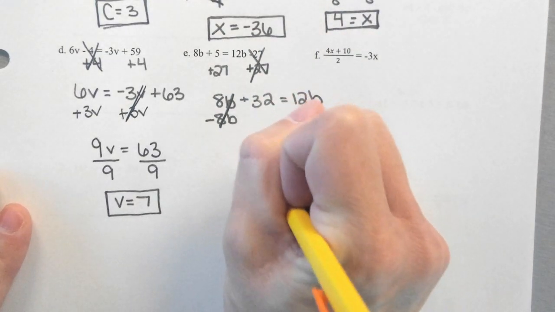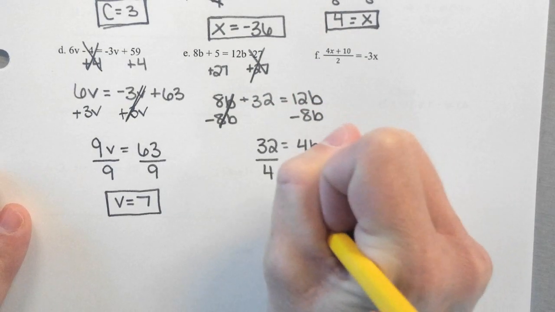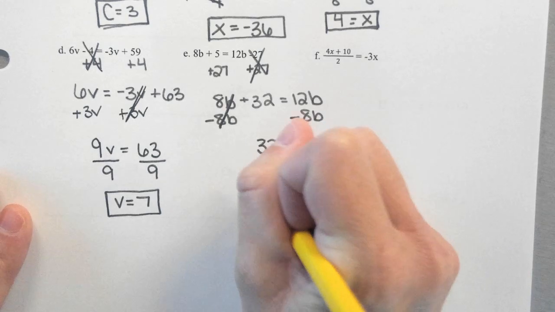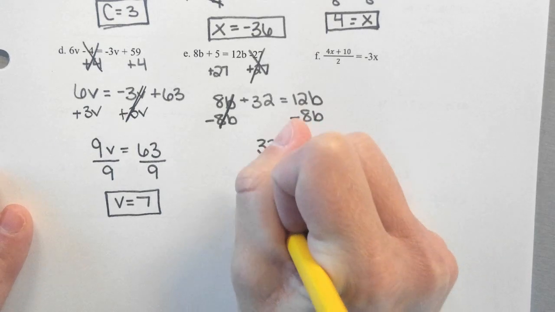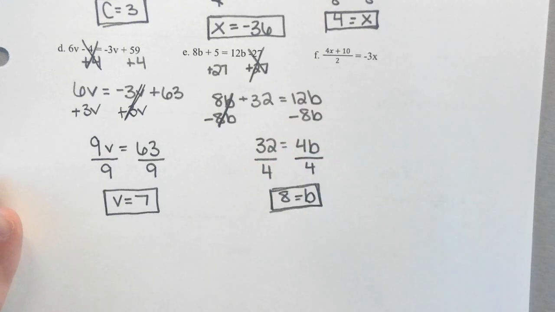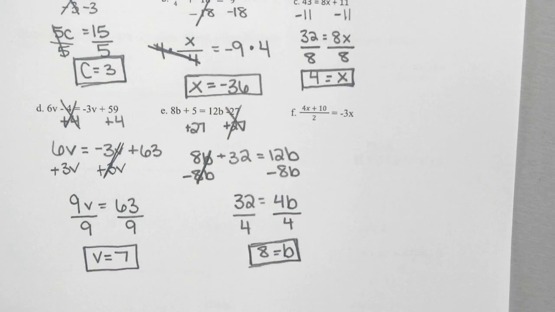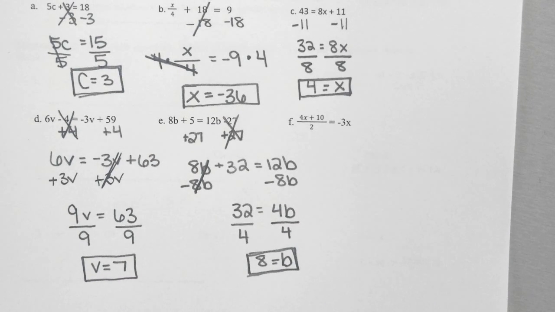You know that one off the top of your head? 32 divided by 4? 8. Nice. So again, that's why knowing some of those times tables and division stuff from back in the day is helpful. It makes it a little bit faster.